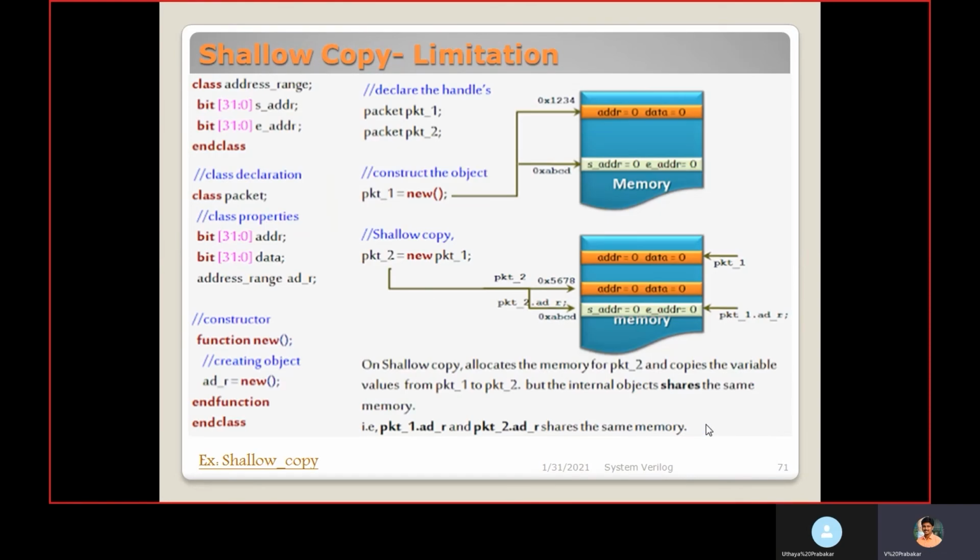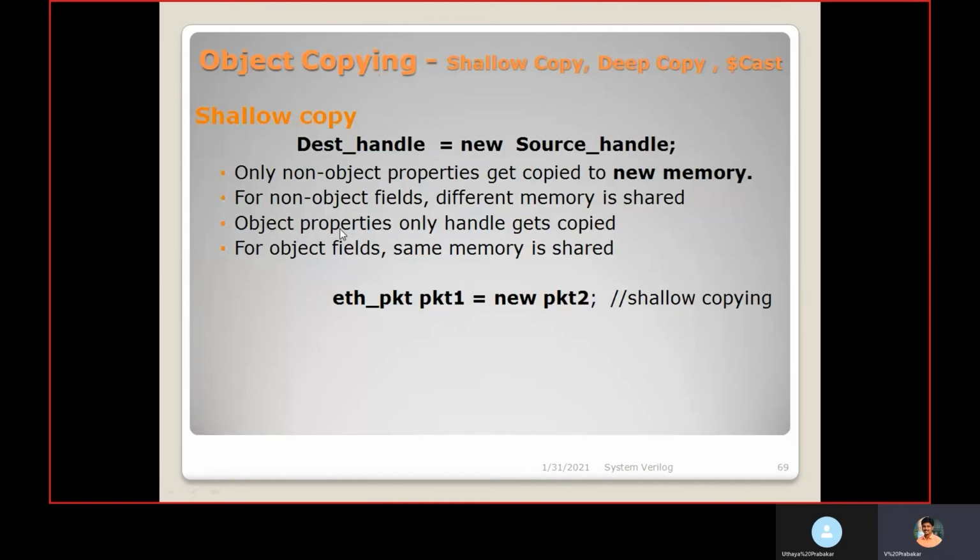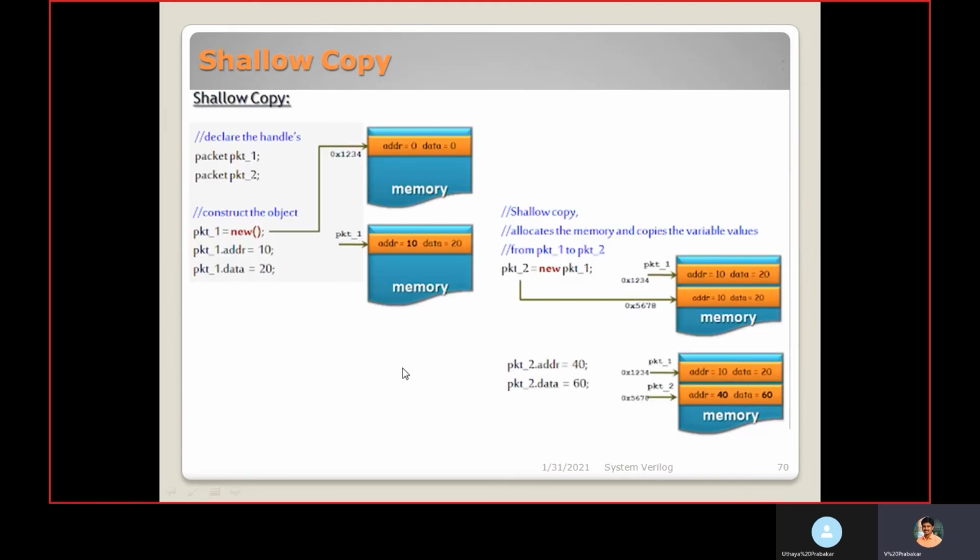I already told you the limitation, which we are going to discuss now. The drawback is that only the handle of object properties gets copied. For non-object properties that we discussed here, different memories are created and we can copy those things.